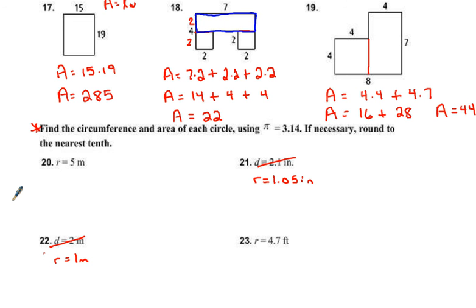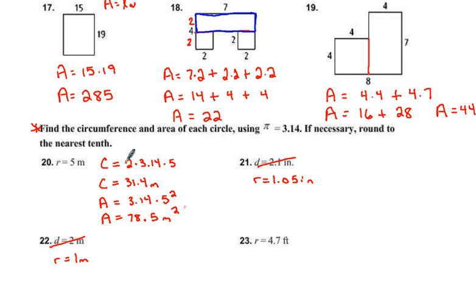Once you have that, then you're going to find circumference and area for each problem. Circumference is equal to 2 times 3.14 times the radius of 5. That means my circumference would be equal to 31.4 meters. Regular units, so it's just meters. The area on this problem would be equal to pi, so 3.14 times the radius squared. And when you multiply 3.14 times 5 squared, that would give you 78.5 meters squared when you round it off.